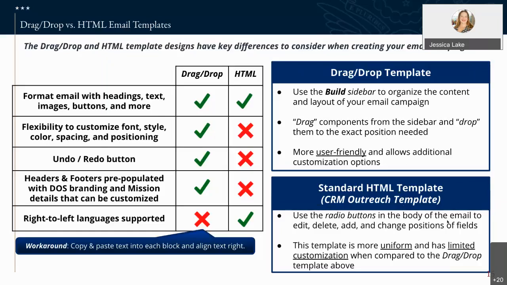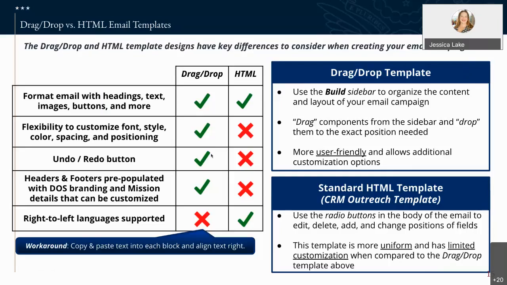The standard HTML template uses these radio buttons in the body of the email. You can move around, and it's more uniform, which is fine. It's more standardized. So, if you want a consistent look and feel, that's why we use it for the CRM newsletter, for example. It has some more limited customization, but it also has some other specific features as well.